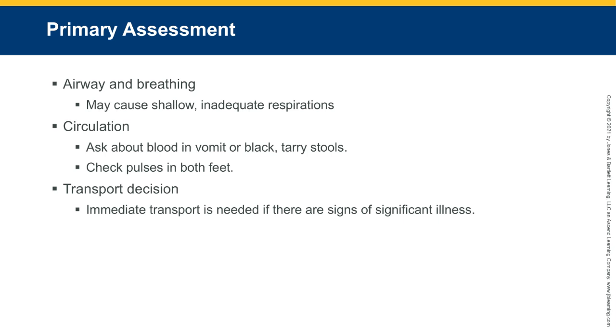Assess the airway, breathing, and circulation. Abdominal conditions can impact respiration. Check for signs of gastrointestinal bleeding, such as black, tarry stools, or blood in vomit. If the patient appears critically ill, prioritize transport.